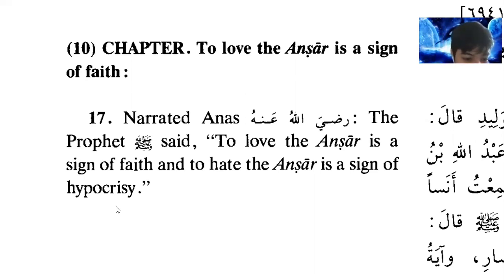Then the people who hate the Ansar, it is hypocrisy. Do you know who is a hypocrite? Wait, again? Hypocrite? Yes, the hypocrisy.